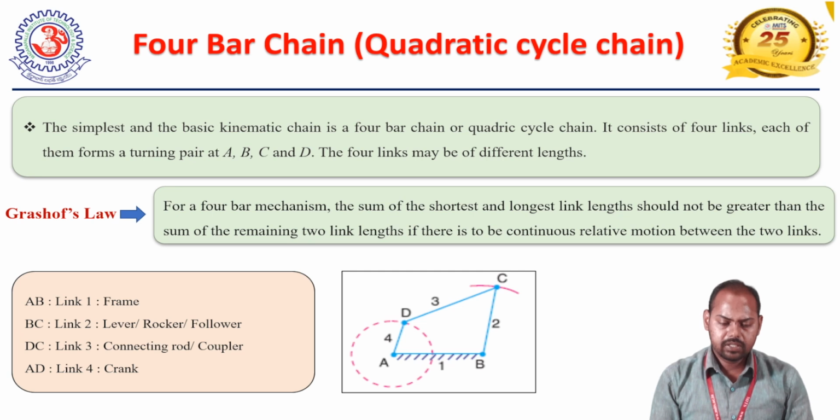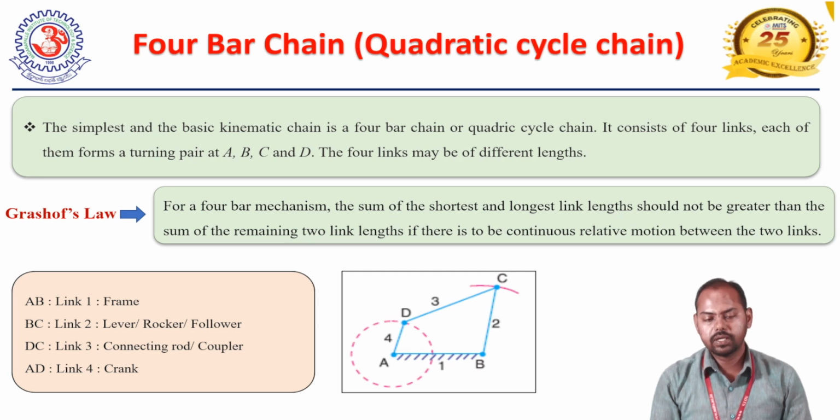It is the simplest and basic kinematic chain in the category. It consists of 4 links. Each of them forms a turning pair. As shown in the figure, the turning pairs are associated with A, B, C and D. The 4 links may be of different lengths. These 4 links are AB, which is termed link 1, acting as a frame; link BC, which is link 2, acting as a lever, rocker and follower; link DC, which is link 3, acting as a connecting rod or coupler; and link AD, which is the crank.